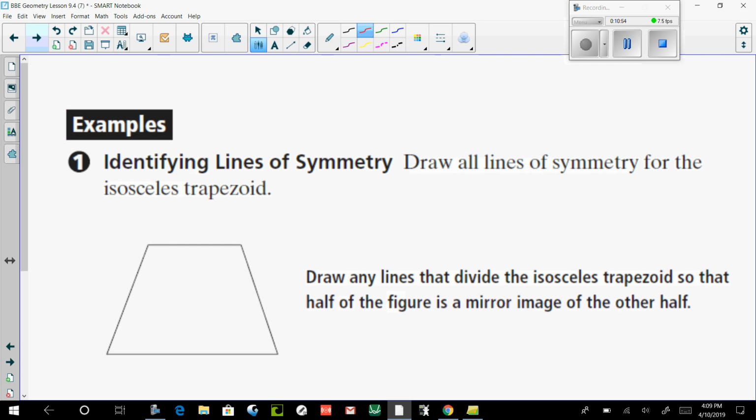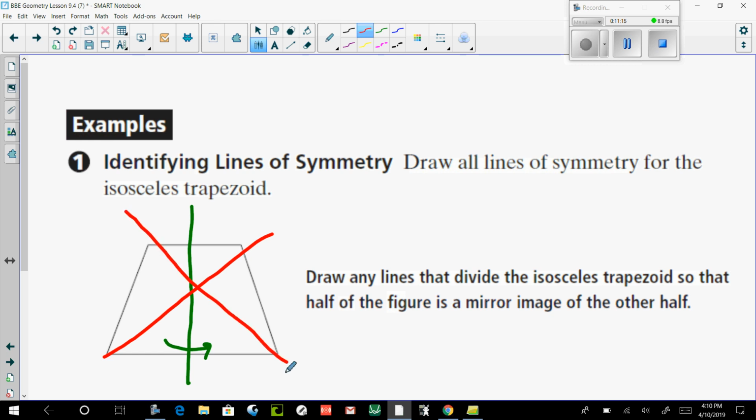Identifying lines of symmetry: draw all lines of symmetry. This is kind of going back to the reflectional symmetry piece. Obviously, this line of symmetry vertically right through the middle is going to map this side onto this side. One common mistake I often see is students start to think diagonals are the same as symmetry. So they'll draw that red line and this red line for lines of symmetry. Those do not work. Those are not lines of symmetry.